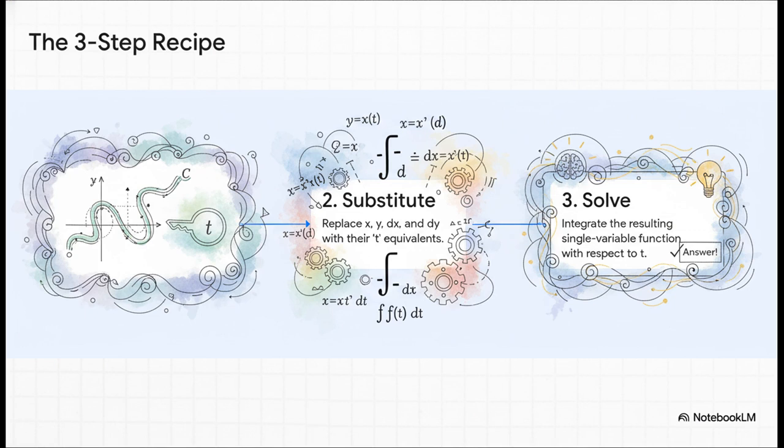First, we parameterize. This is the key that unlocks the whole thing. We're going to rewrite our path using a single parameter, t. Second, we substitute. We take everything, x, y, dx, dy, and swap them out for their new t versions. This magically turns a messy multivariable problem into a standard Calc 1 integral. And finally, we just solve it. That's it. Parameterize, substitute, solve. Let's see it in action.